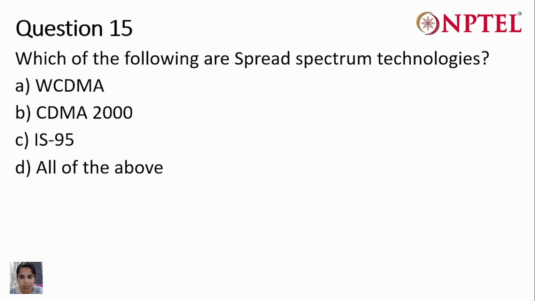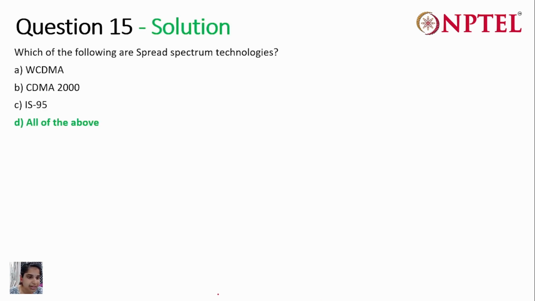Which of the following are spread spectrum technologies? It's all of the above. WCDMA, CDMA 2000, IS95. IS95 was there in 2G standards. Then came CDMA 2000. Then WCDMA is also a spread spectrum technology. These are the different spread spectrum technologies and different standards.